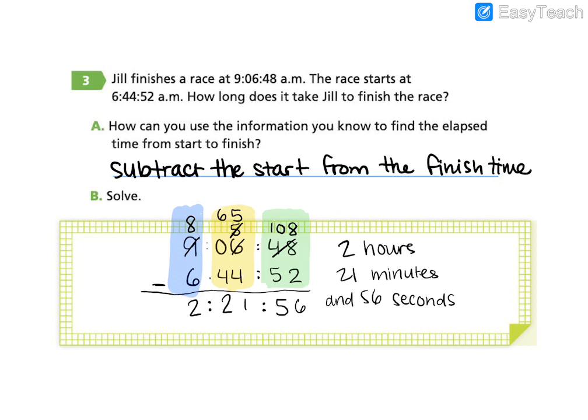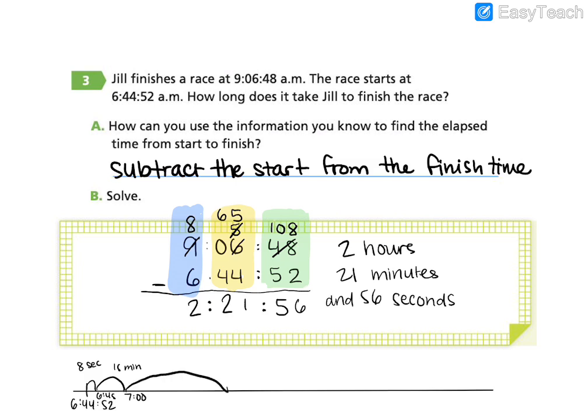Remember, you can also solve these using a number line. Right? If I were to solve this on a number line, I would have started at 6:44 and 52 seconds. My first jump would have been my 8 seconds. And that would have gotten me to 6:45. I then could have jumped 15 minutes to 7. Then I could have jumped to 9 with 2 hours.